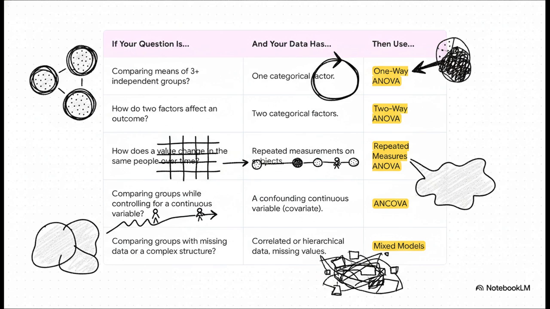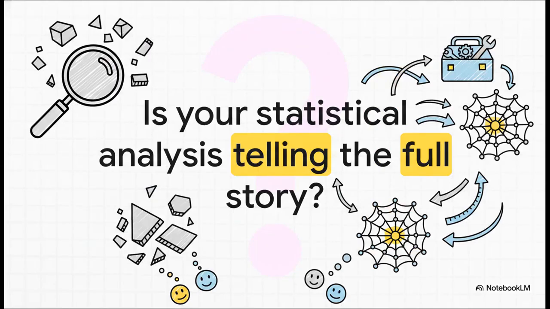Tracking the same exact people over time? That's repeated measures. Need to control for some continuous nuisance variable? That's a job for Ancova. And for all that messy, complex, or incomplete longitudinal data, the super flexible mixed model is going to be your best friend. See, by choosing the right tool, you move way beyond just getting a p-value.